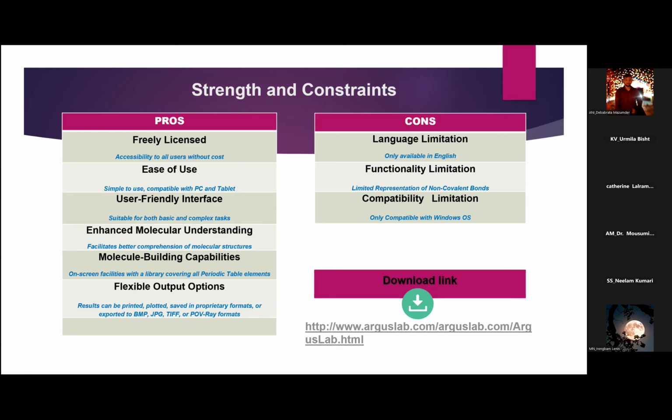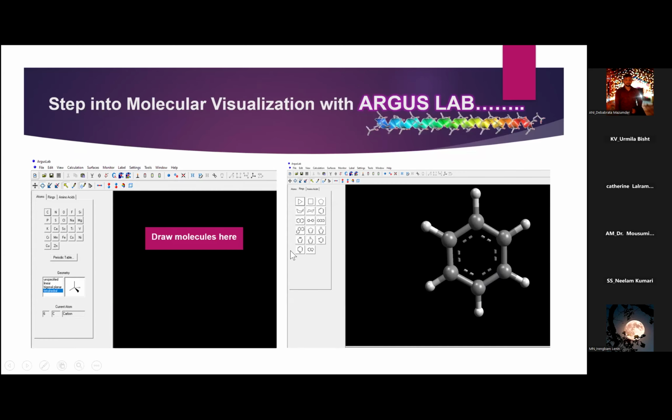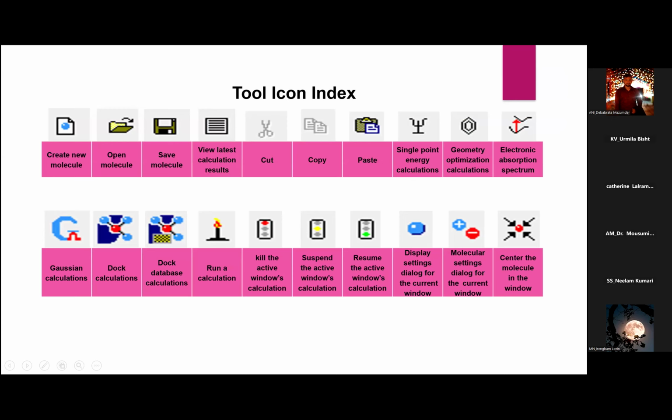Then going further, let me show you what kind of interface you will see. Here you can see on the left-hand side, there is a screen where you have to draw the molecule. And after drawing the molecule, you can see on the right-hand side this kind of structure. Since I have drawn benzene, you see this kind of visualization. Then these are the various tool icons which are available here. Mostly I will cover them in today's session only.